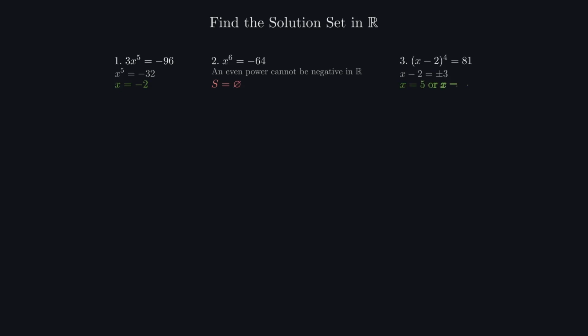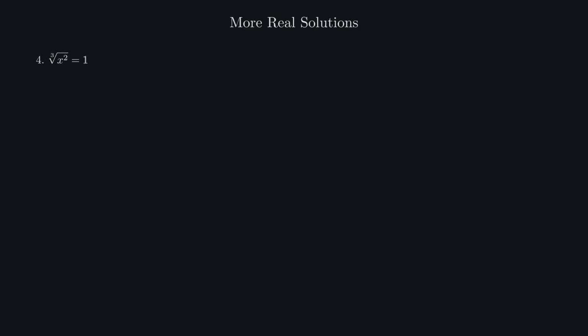Example 3. x minus 2 to the fourth equals 81. And 81 equals negative 3 to the fourth, or 3 to the fourth. Since the exponent is even, x minus 2 equals plus or minus 3, giving x equals 5 or x equals negative 1. Example 4. The cube root of x squared equals 1. Cubing both sides, x squared equals 1, so x equals plus or minus 1.